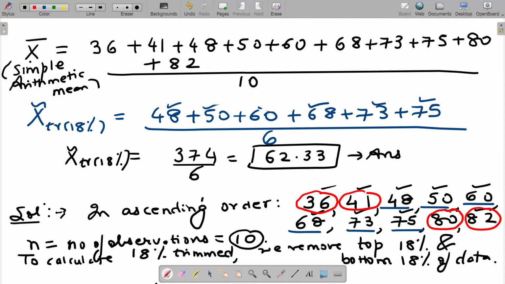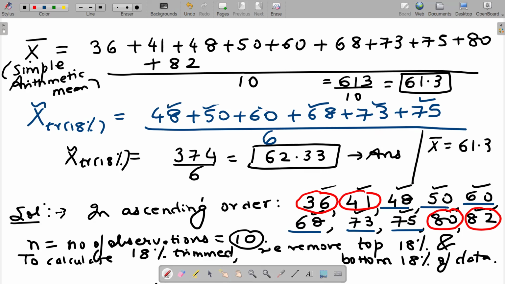Okay, the numerator comes out as, let me use a calculator quickly. Students are allowed to use simple calculators in the exam. So if I add up all the values in the numerator, that gives me 630. Over the denominator 10, this comes out as 61.3. This is my simple arithmetic mean. So I can write here that my simple arithmetic mean is 61.3.